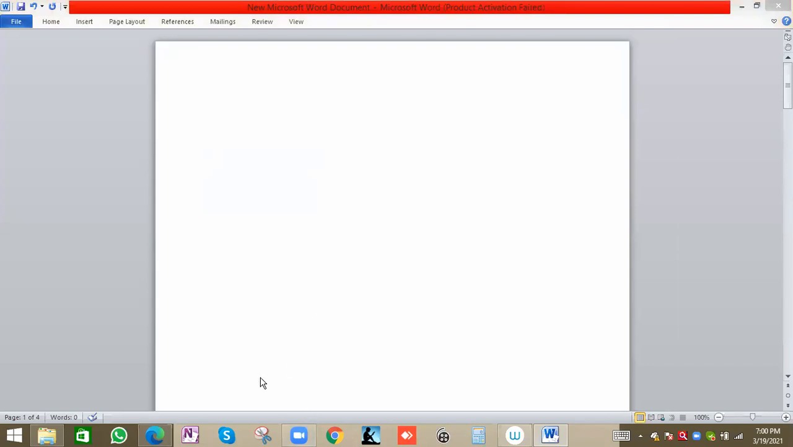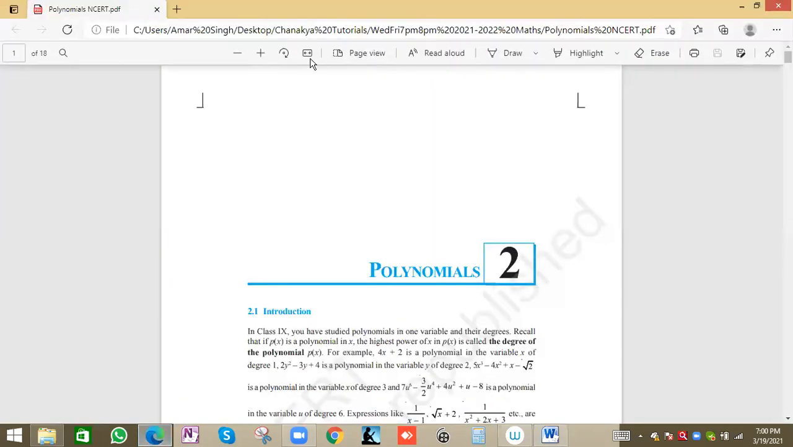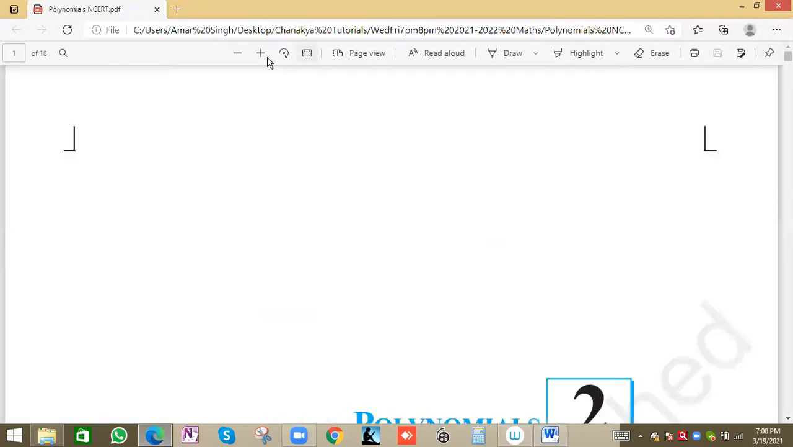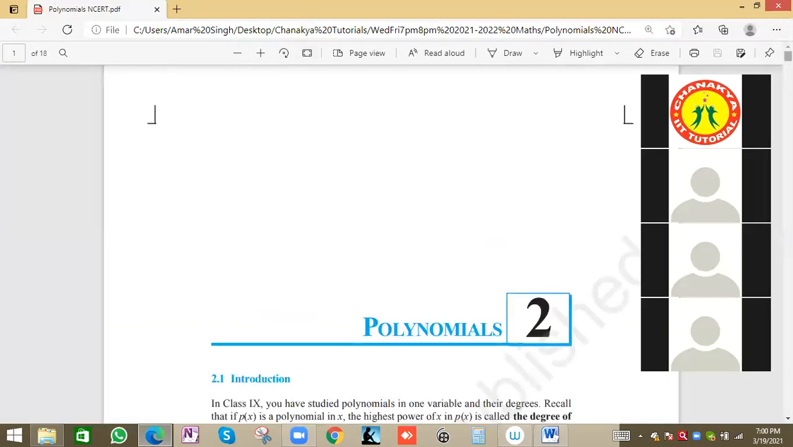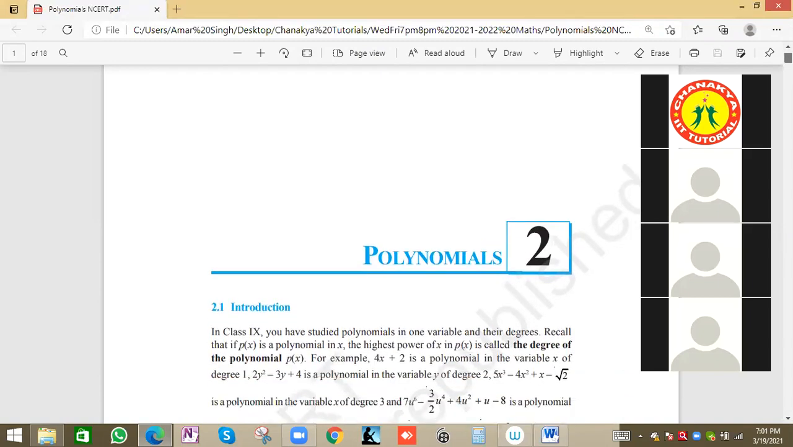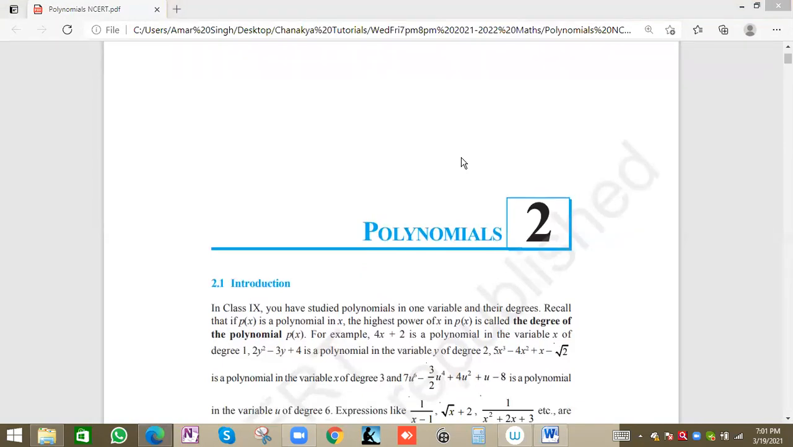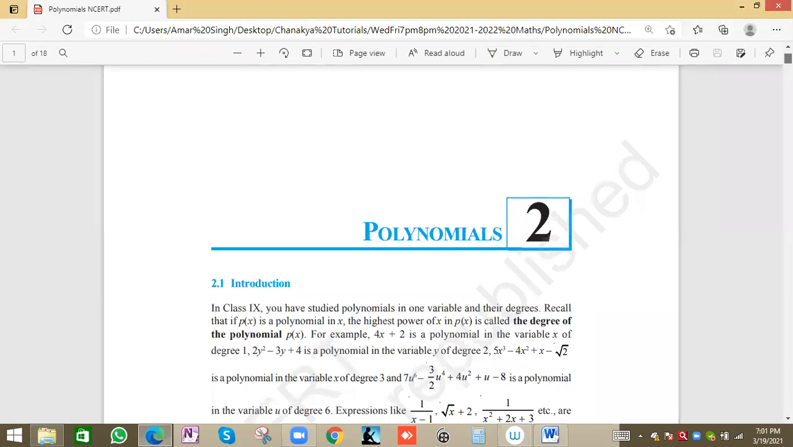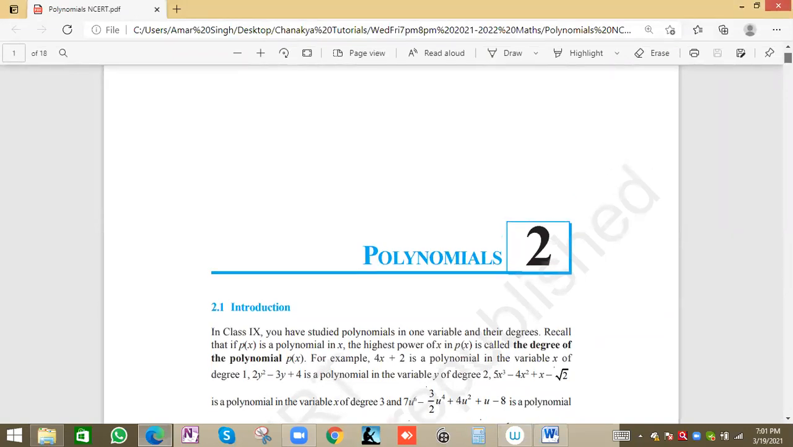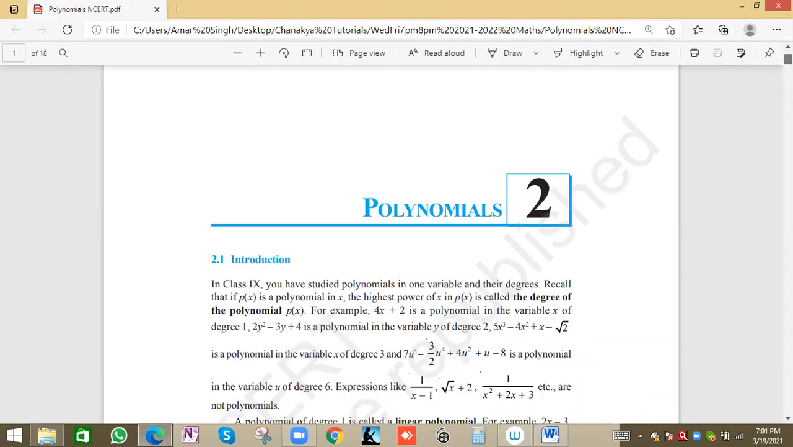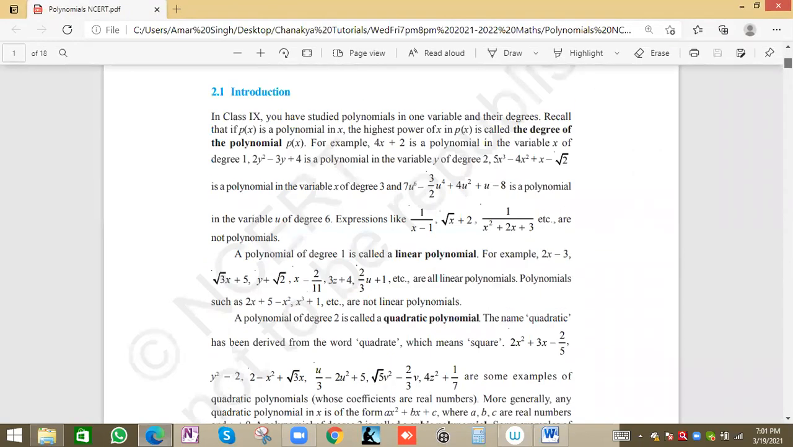Okay, so let's start. Polynomials we are doing. In polynomials we have seen, first one was based on the number of terms: monomial, binomial, trinomial, quadrinomial, and more than four we can say general polynomial. Next one was based on the degree, or we can say the power of x. Degree 1, linear polynomial; degree 2, quadratic polynomial; degree 3, cubic polynomial; degree 4, biquadratic polynomial. This we have seen.